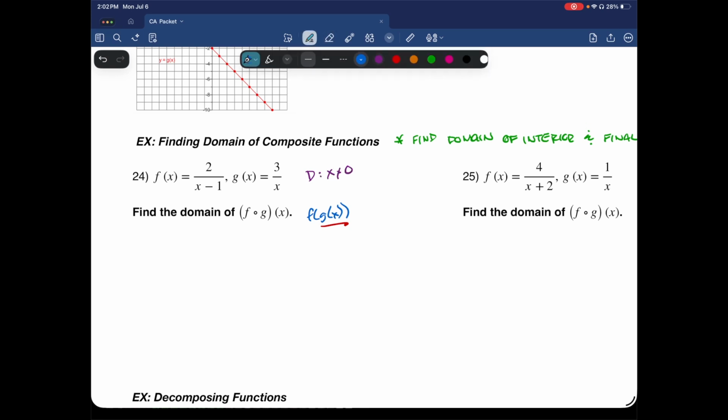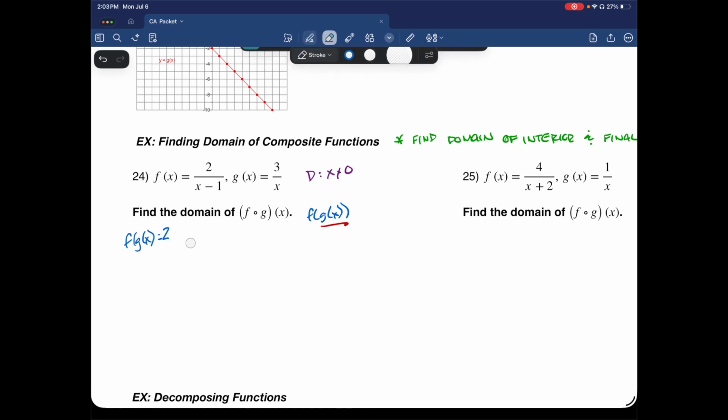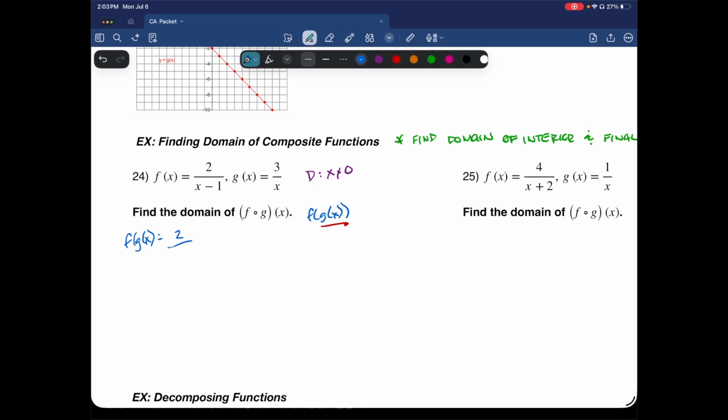All right, so now I find out, I plug them into one another. So this is going to be, taking g, plug it in, so this is going to be 2 over g of x minus 1. So if I work this out to find the domain here, I got g of x minus 1 is 0. All right, I solve for g of x.